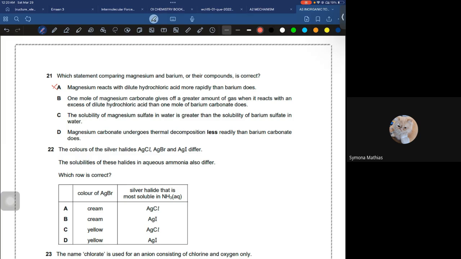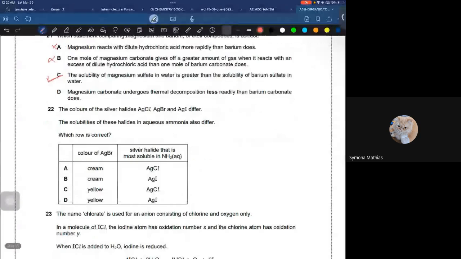Then option C says the solubility of magnesium sulfate in water is greater than the solubility of barium sulfate. Yes, this is correct. I told you the solubility of sulfates decreases down the group. Option C is correct. It's an easy question. Look at 22 also.